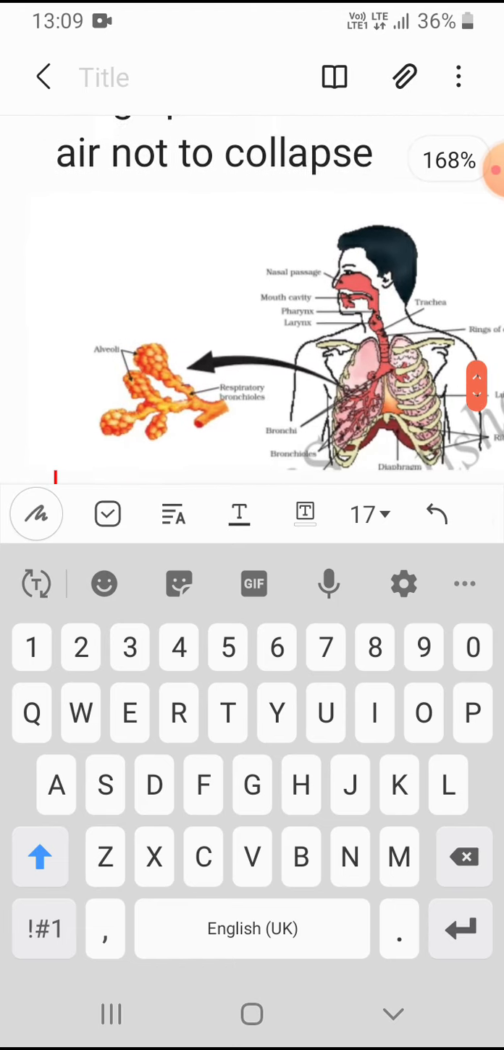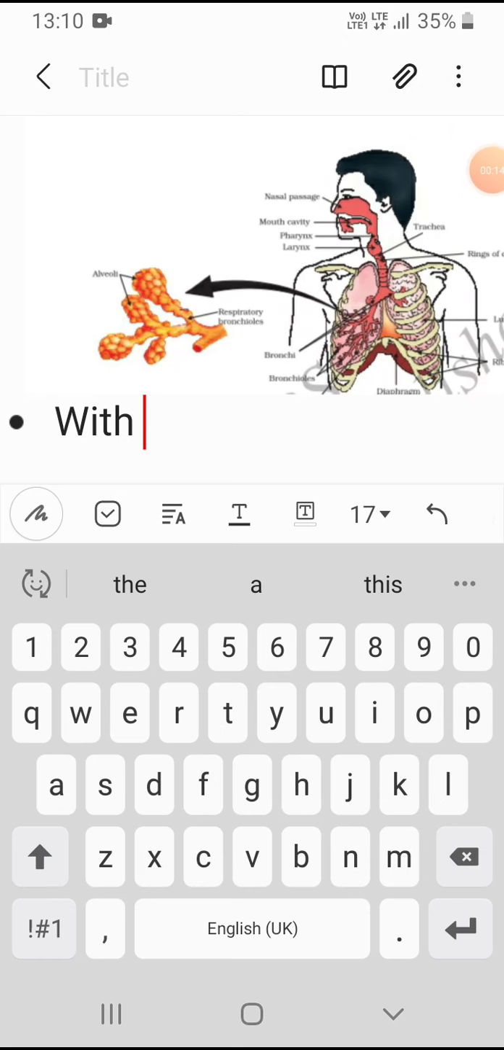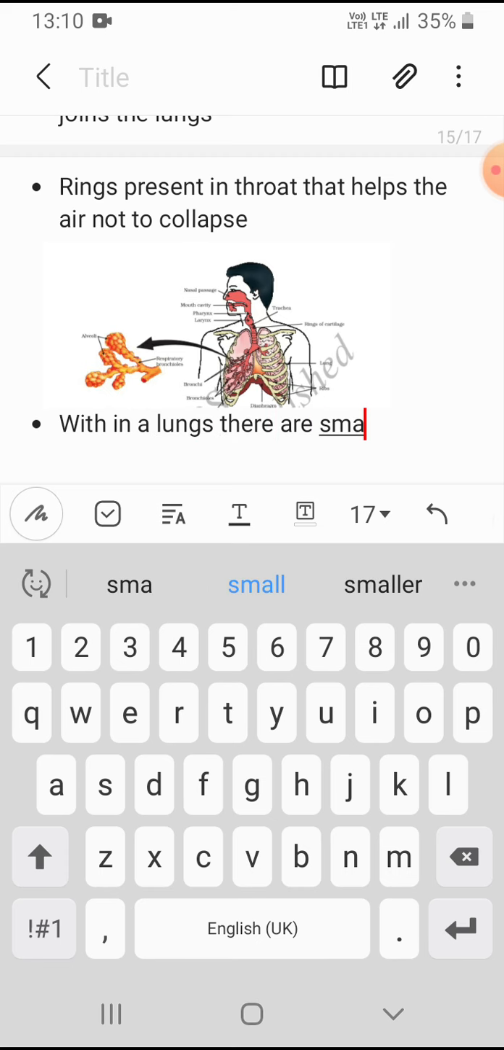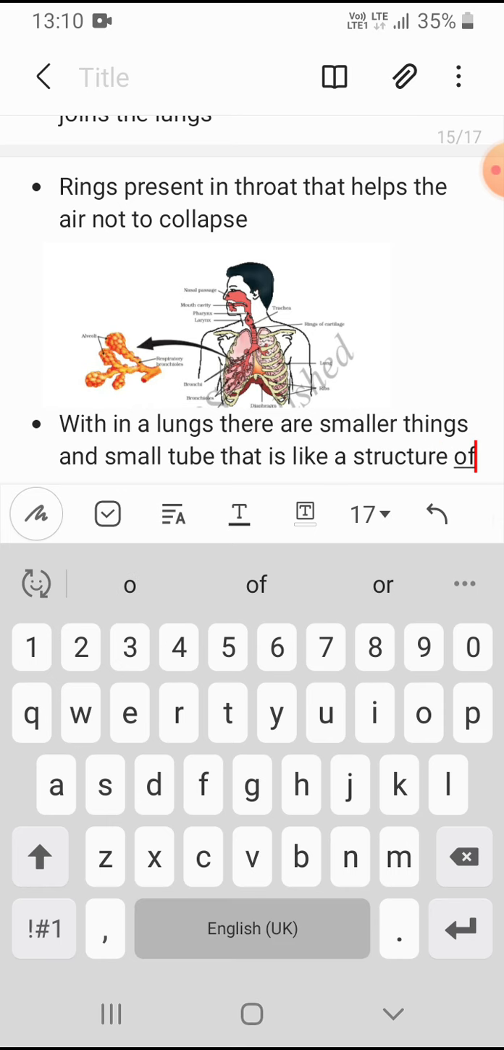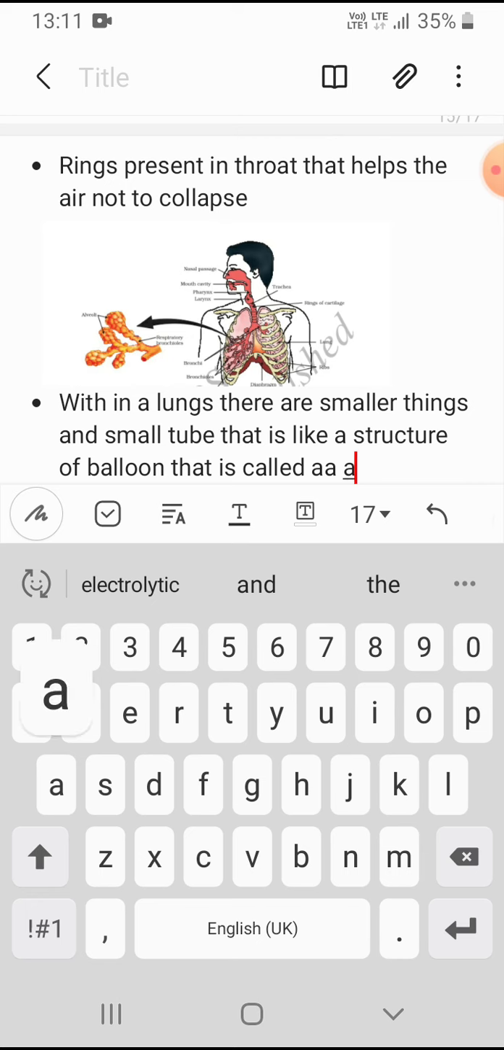and this is the alveoli. Within the lungs there are smaller things and small tubes that are like a structure of a balloon, and that is called alveoli.